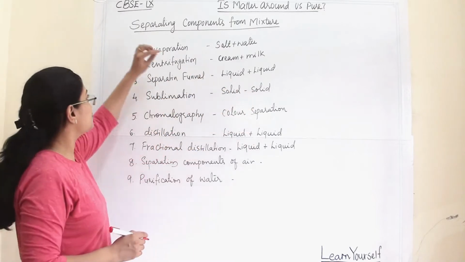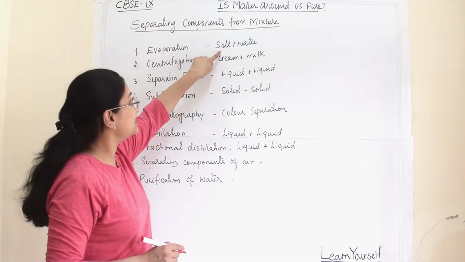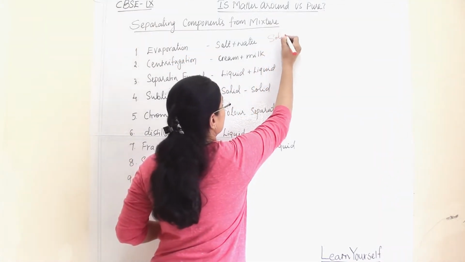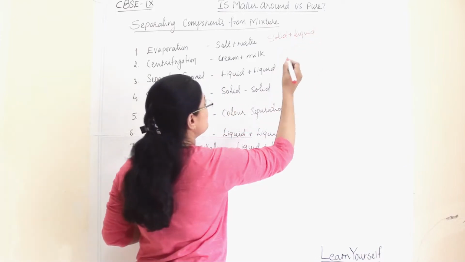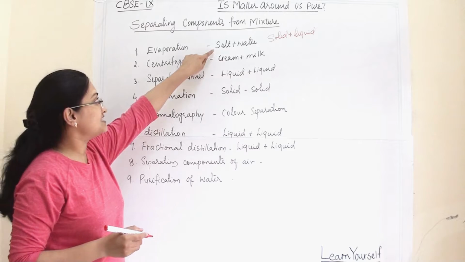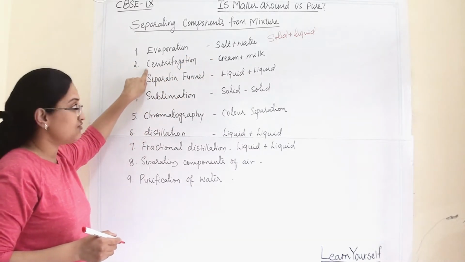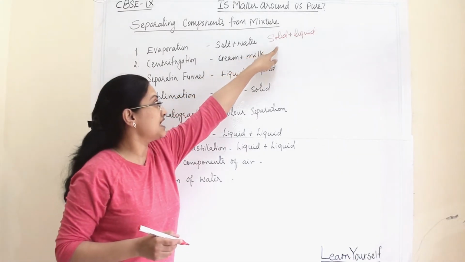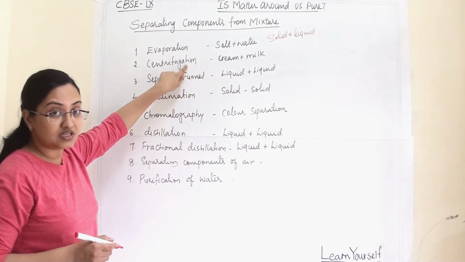First, we are going to study the evaporation technique, and it will separate a solid plus liquid mixture. From this we will separate the solid. An example is salt plus water. The second technique is centrifugation. The example is cream and milk. Under the same category we are going to study centrifugation.